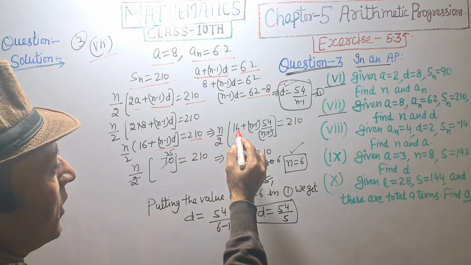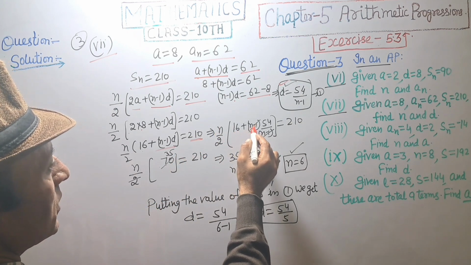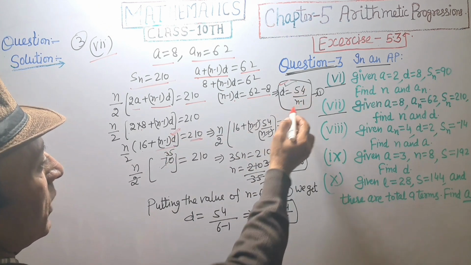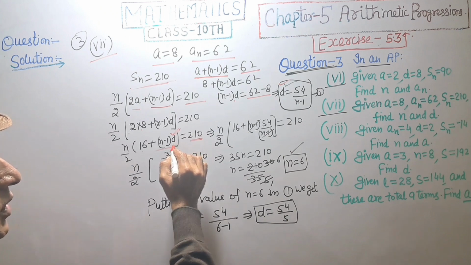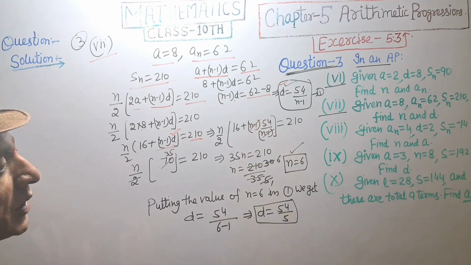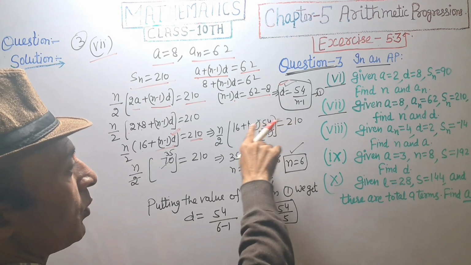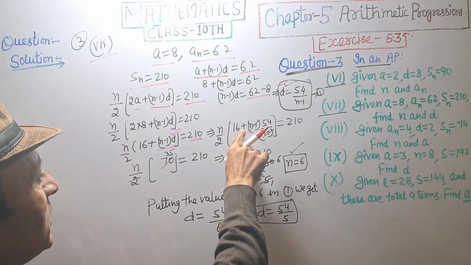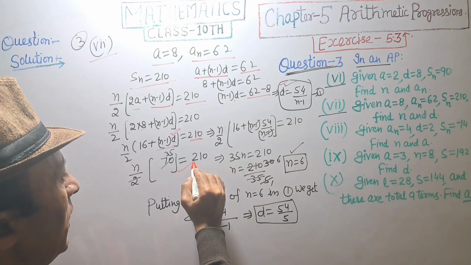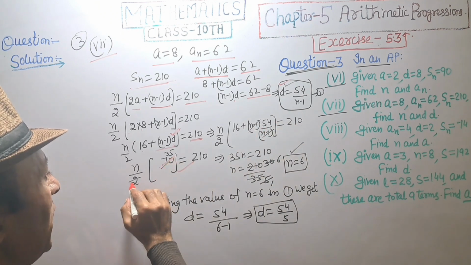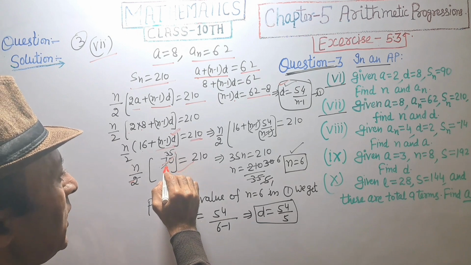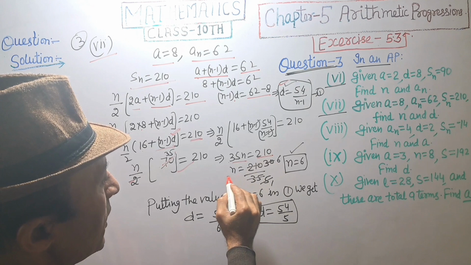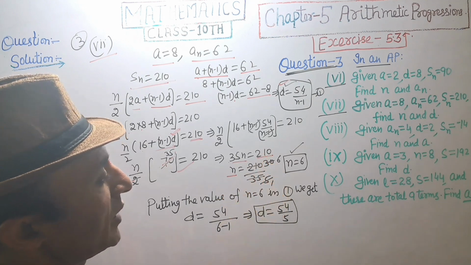N by 2, 16 plus, we put d is equal to 54 upon n minus 1 in this equation. Then n minus 1 is cancelled, but 54 plus 16 is equal to 70. N by 2 multiplied by 70 is equal to 210. We divide 70 by 2, 35 2s are 70, and 35n is equal to 210, but n is equal to 210 divided by 35.